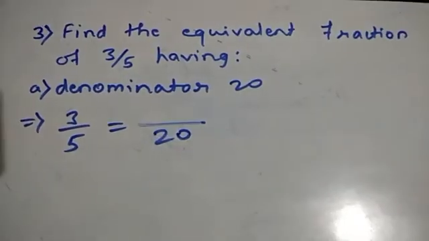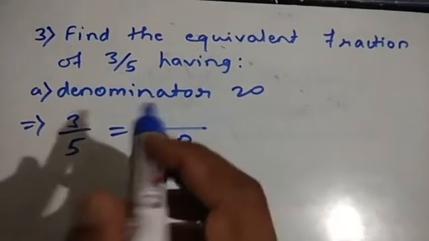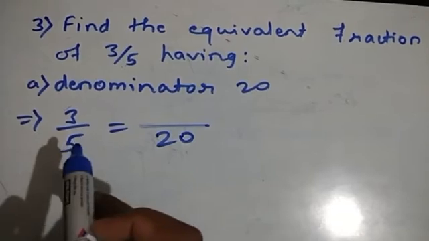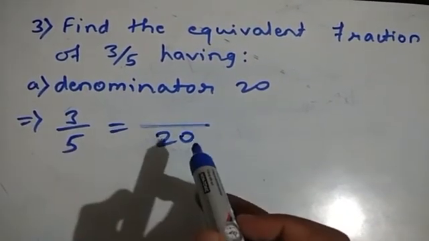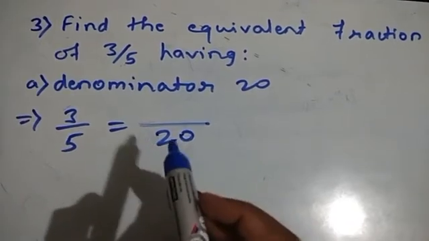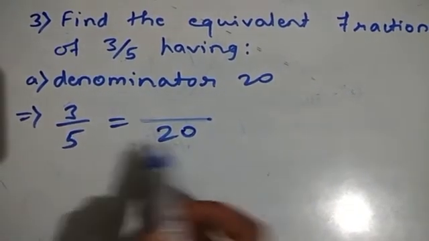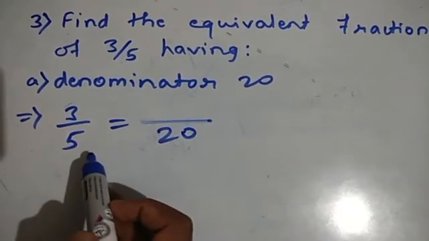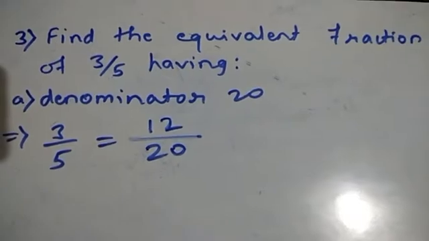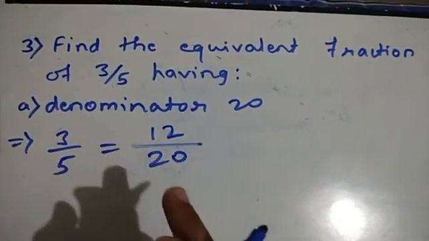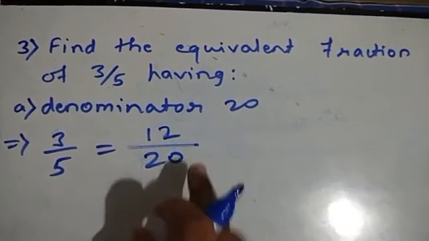Next question is, find the equivalent fraction of 3 upon 5 having denominator 20. We need to find the equivalent fraction of 3 upon 5 with denominator 20. Therefore here, by which number have they multiplied this 5 to get denominator 20? 5 4s are 20. They have multiplied this 5 with 4. So multiply this 3 also by 4. Therefore 3 4s are 12. Therefore 12 upon 20 is the equivalent fraction of 3 upon 5 with denominator 20.